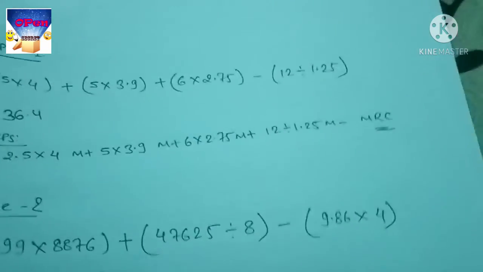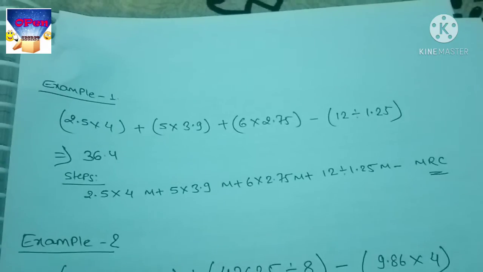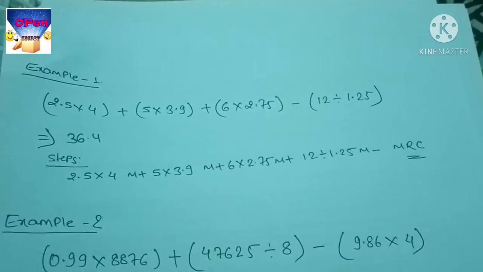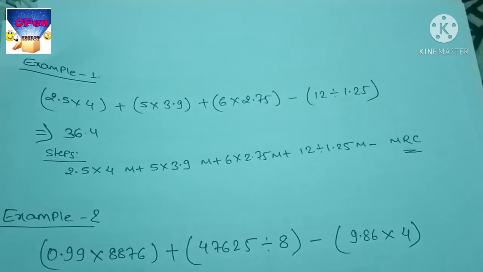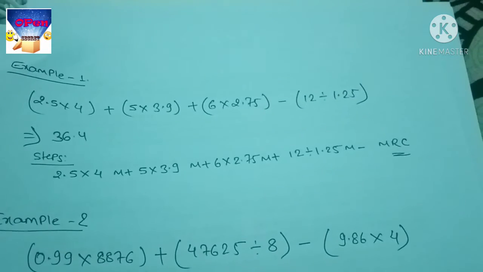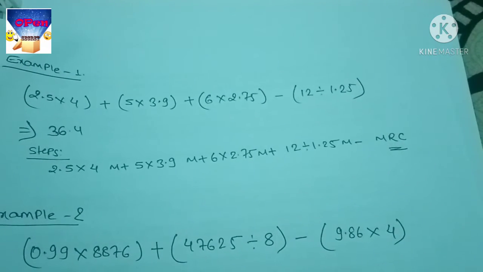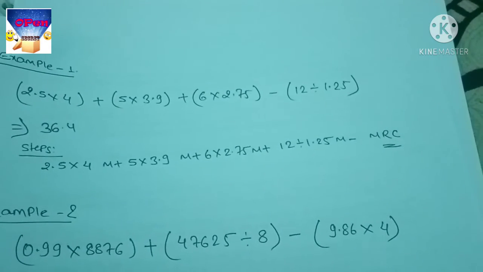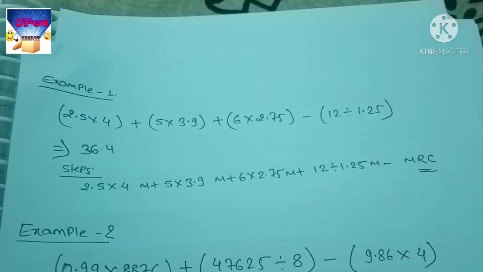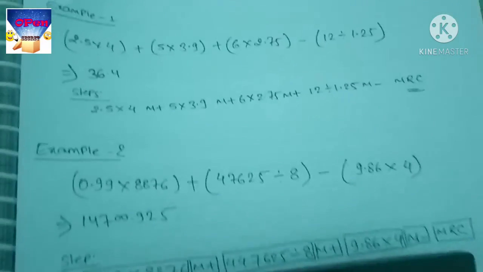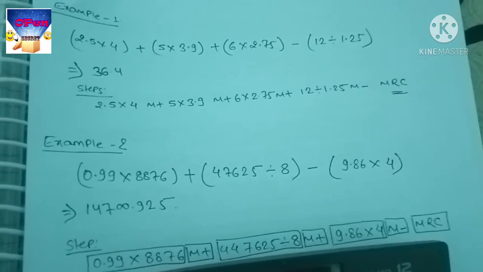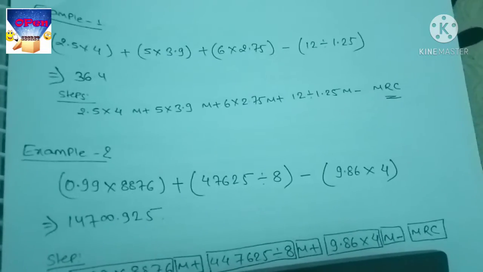Also the steps are here. Firstly I pressed 2.5 multiplied by 4, after that M plus, then 5 multiplied by 3.9 M plus, 6 multiplied by 2.75 M plus, and 12 divided by 1.25 M minus, and in order to view the result, MRC. So is it okay? After that, the second example. Look, here a few figures are heavy, so let's try this one.